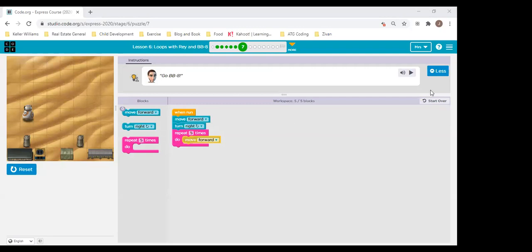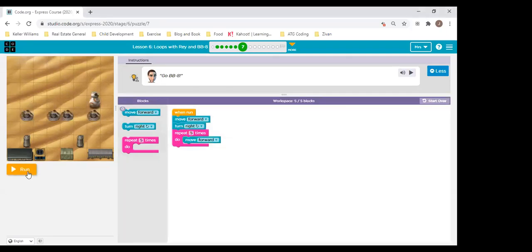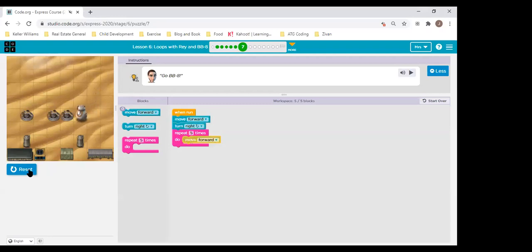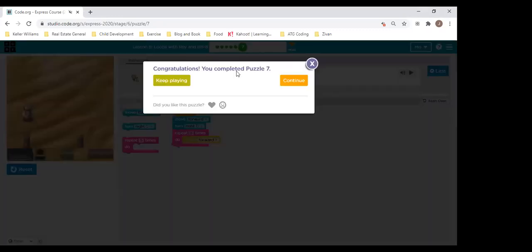And here, if you look here, it says workspace, 5 blocks. So the first number is, we used 5 blocks, 1, 2, 3, 4, 5, and they only want us to use 5 blocks. So we did a perfect job. Well, Ria did a perfect job, but I'm sure a lot of you did it the right way. Okay, let's reset. Let's look at it again one more time. Move forward, turn right, move 1, 2, 3, 4, and 5. Okay, I'm going to continue to puzzle 8.